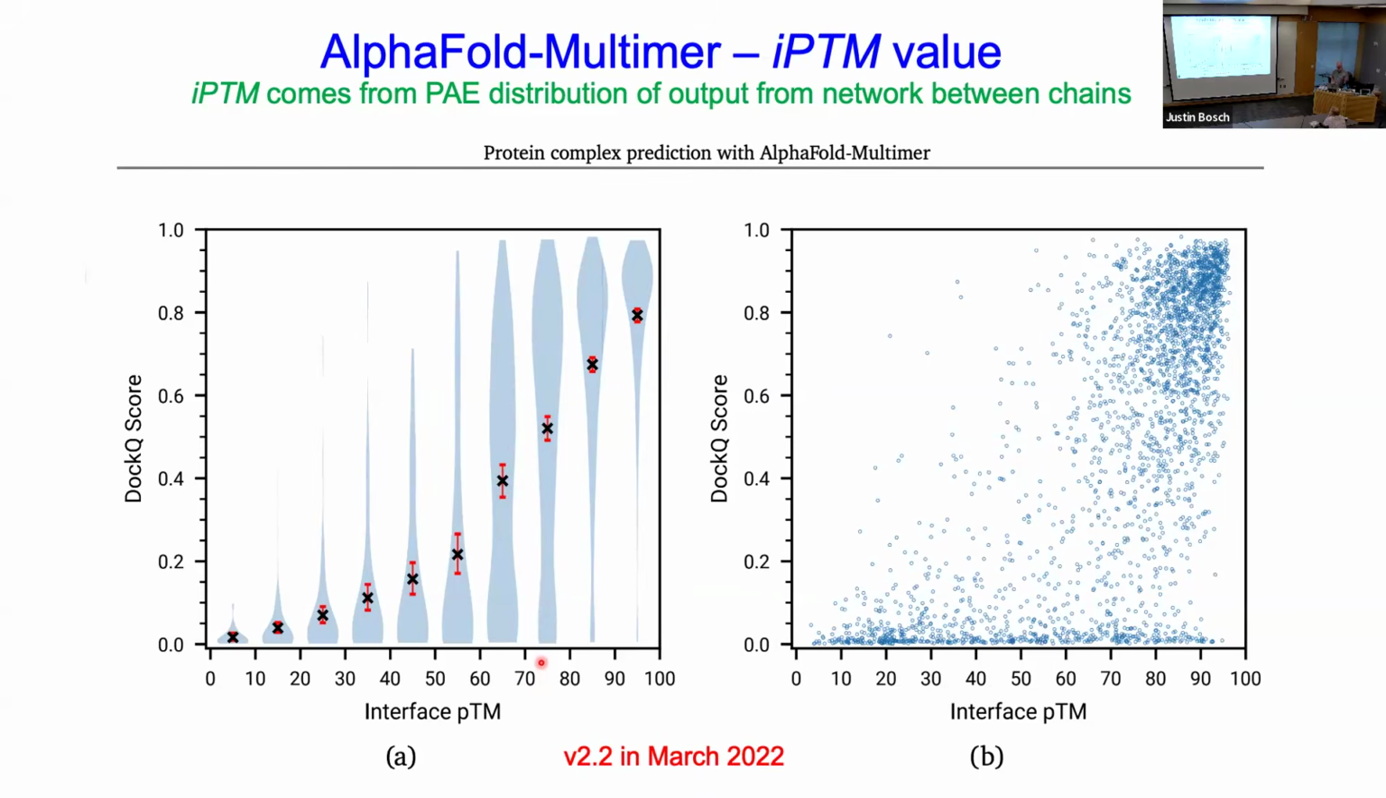Again, this is AlphaFold Multimer 2 in March. I forget whose benchmark this is, but anyway, ipTM tells you something about the accuracy of the interaction between the two proteins, which is measured by DockQ.